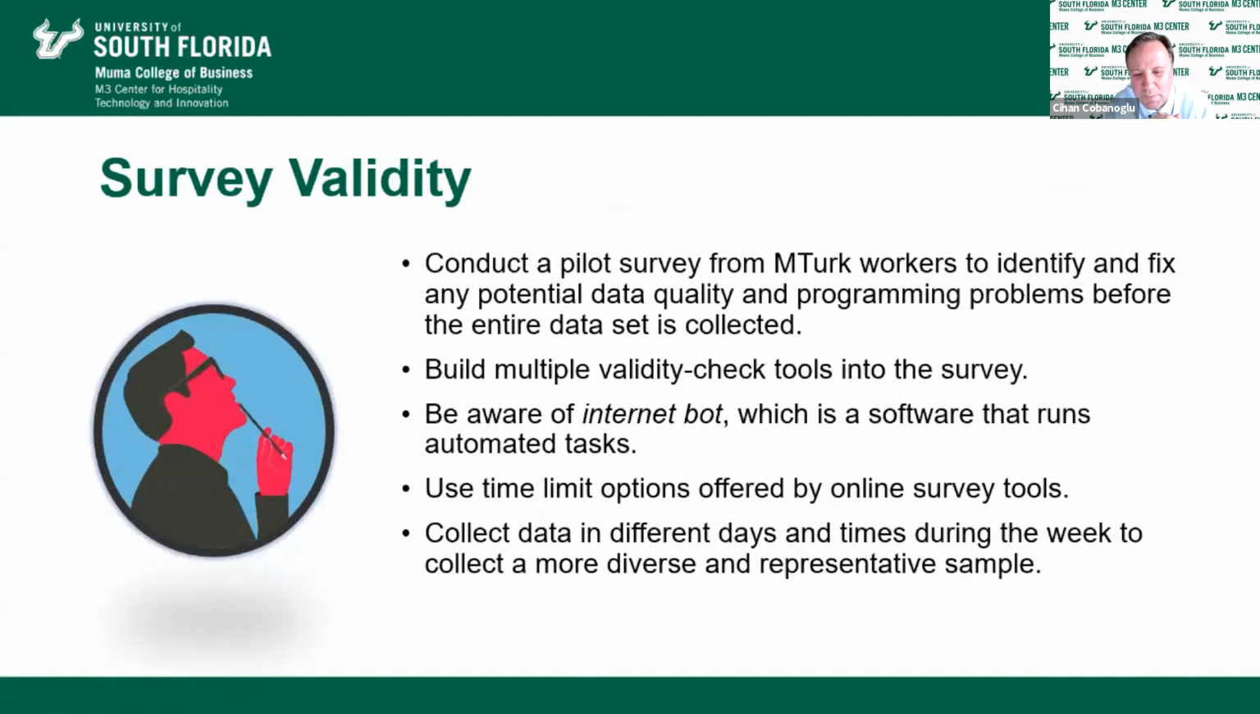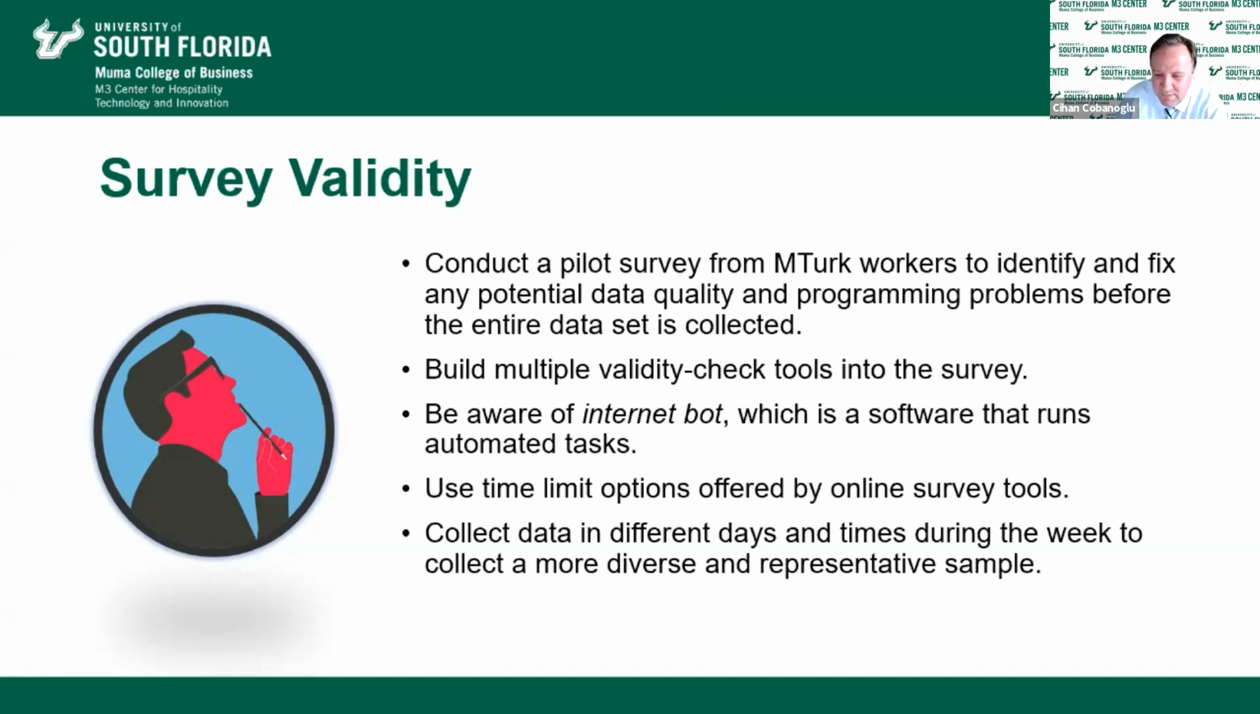Survey validity: conduct a pilot survey with Mechanical Turk workers to identify and fix any potential data quality and programming problems before you actually collect the entire data. Build multiple validity check tools into the survey. Be aware of internet bots, because the cheaters are also intelligent, and they are using internet bots, which is a robot. It's software, an automated task that randomly selects the survey results. There is something you can do in the Qualtrics survey when you design it, which is a bot detector that will detect the internet bots. You can do that, and that will also eliminate that problem.